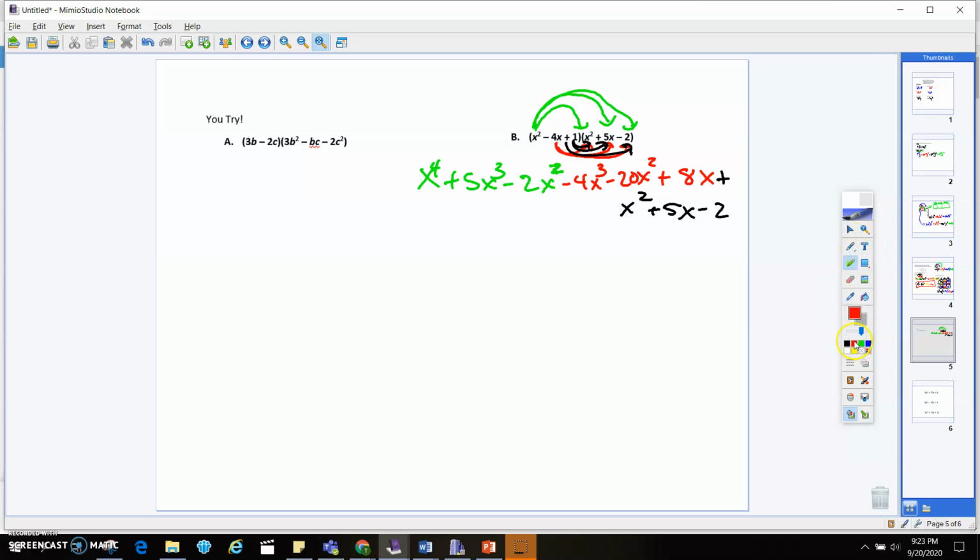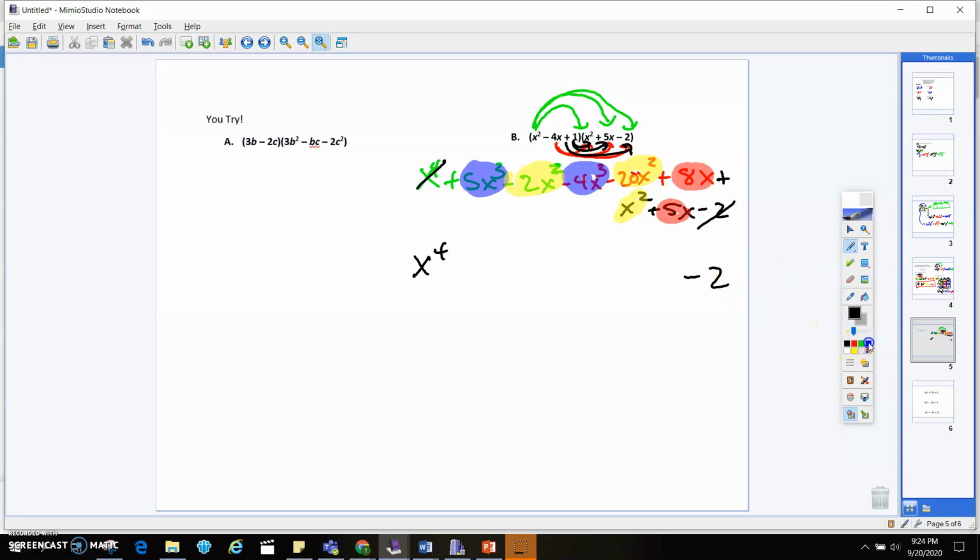So now we're going to take our lovely highlighters, and we're going to go through and highlight all of the stuff that has the same terms. So we've got a 5x cubed, a negative 4x cubed. We've got a negative 2x squared, an x squared, and a negative 20x squared. And then we've got an 8x and a 5x, and then that's it. So our biggest term is going to be this x to the fourth. We're just going to bring that down. And the last term is going to be that negative 2. So we got these two done.